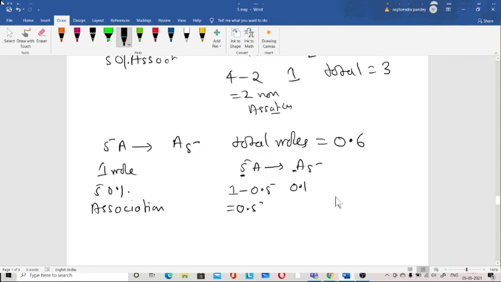Okay, so this is how we calculate total moles in association, dissociation, association. So that is the end of today's class. Tomorrow we will study some other concept.